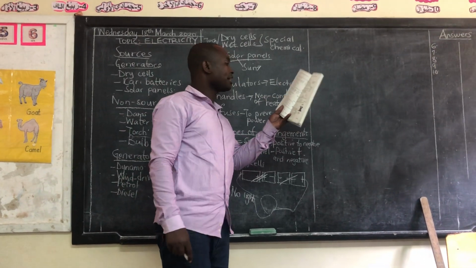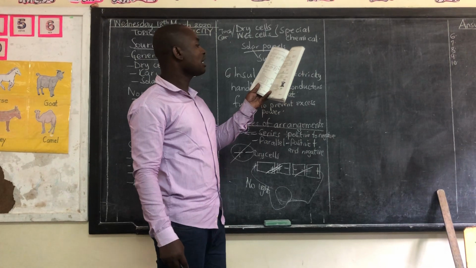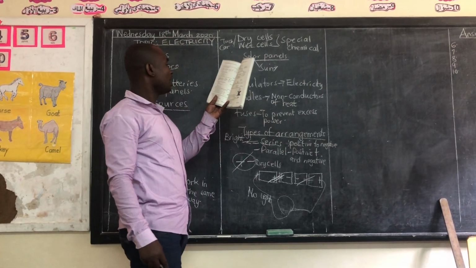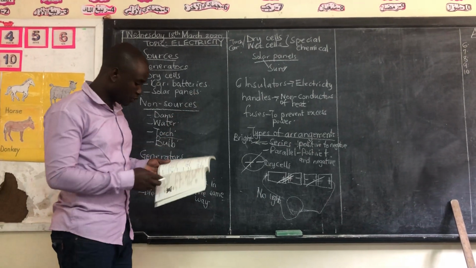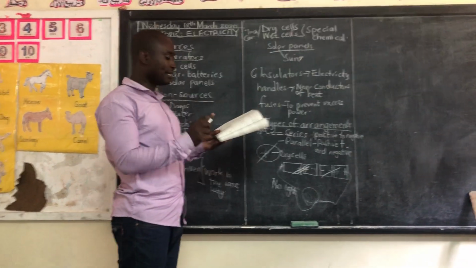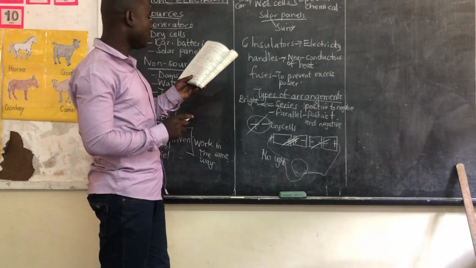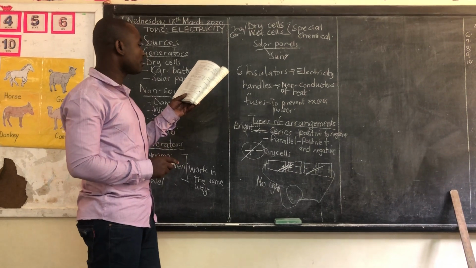So if you look at the arrangement in number 7, which one is true? A, the bulb uses power from 3 cells. It is not true, because only 1 cell is used. B, the bulb uses power from 1 cell. Yes. C, cells are connected in series.